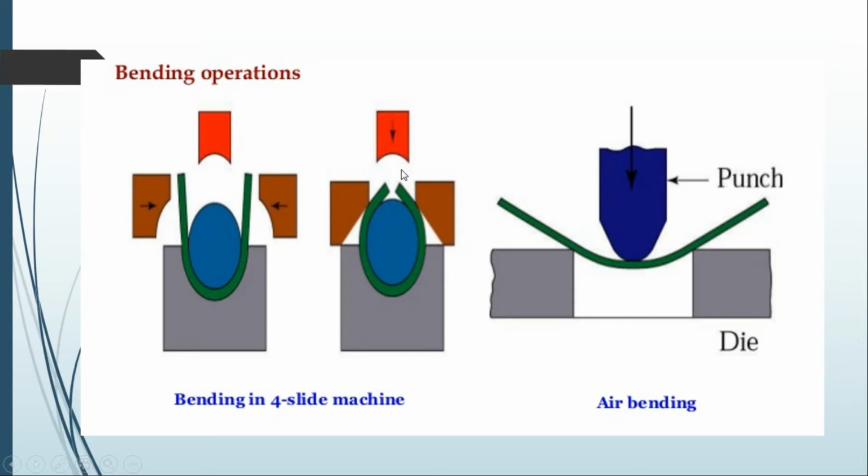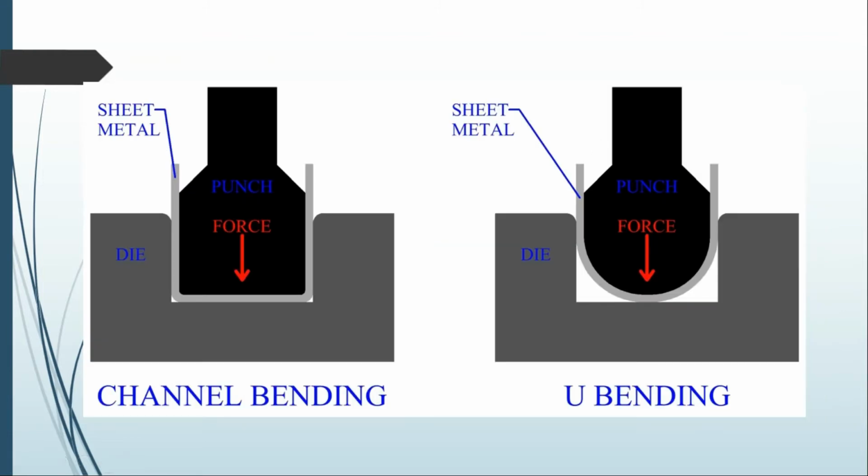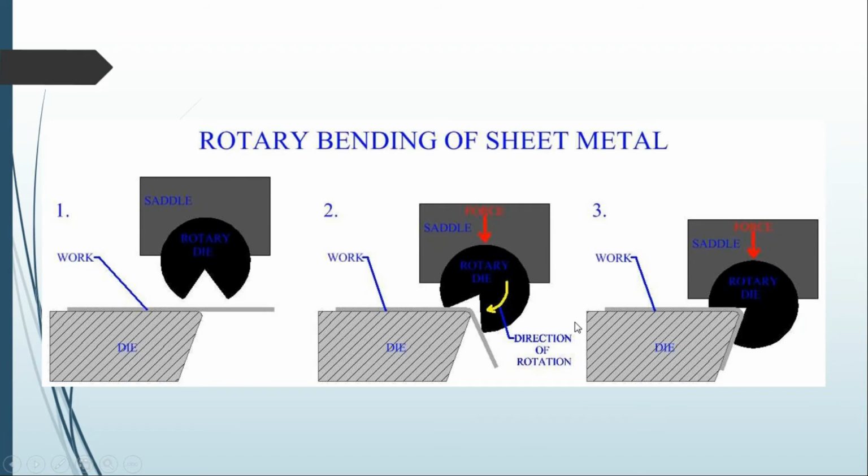As you can see, it is coming down. It will come and give the force so that both will be closed, so there won't be any opening. Okay, so channel bending, you know the channels, what is meant by channel, the shape will be available. We are going to drop the punch so that we will get these types of channels. It will be very useful for making ducts. In U bending also, it is in square, it is in U, that is the difference between these two.